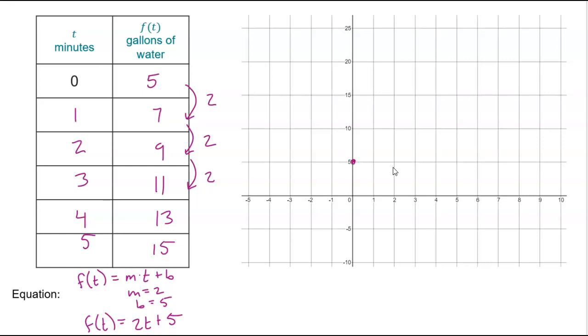We can graph these points: (0, 5), (1, 7), (2, 9), (3, 11), (4, 13), (5, 15). So this again is a straight line. I didn't quite draw those right in a straight line, maybe more like that. But that's what we expect for an arithmetic equation. This is going to be a straight line. It's arithmetic again.